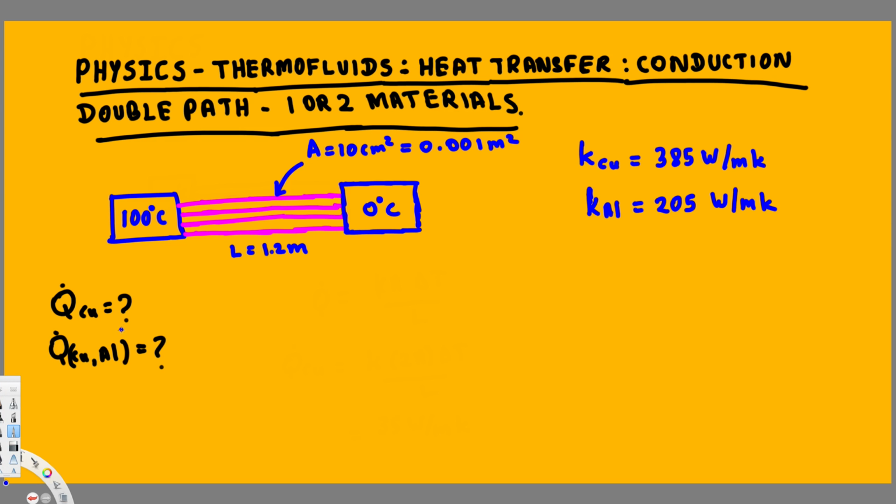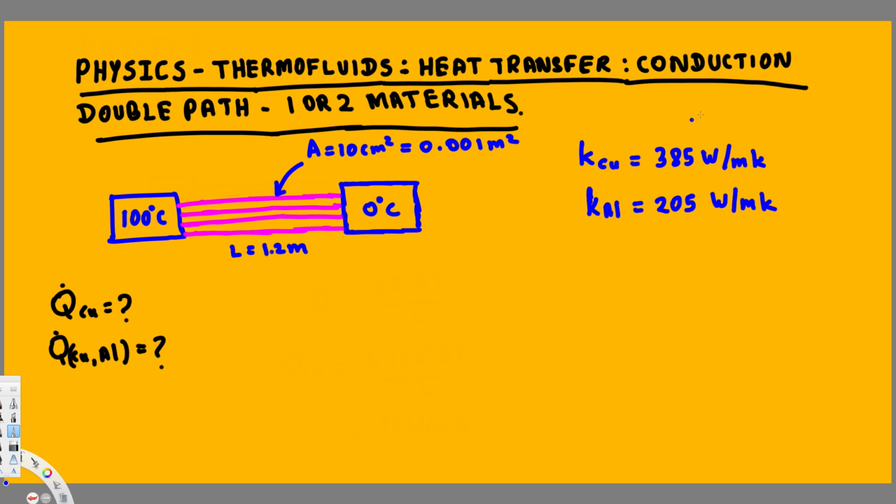Let's do this problem right here. This question is asking to find the heat transfer rate, and we have two different situations. The first situation is when we have 100 degrees Celsius and 0 degrees Celsius connected with two copper bars. What's going to be the heat transfer rate? And the second question is asking, if one of the bars is copper and the other bar is aluminum, what's going to be the heat transfer rate? Now let's see how we can calculate that.